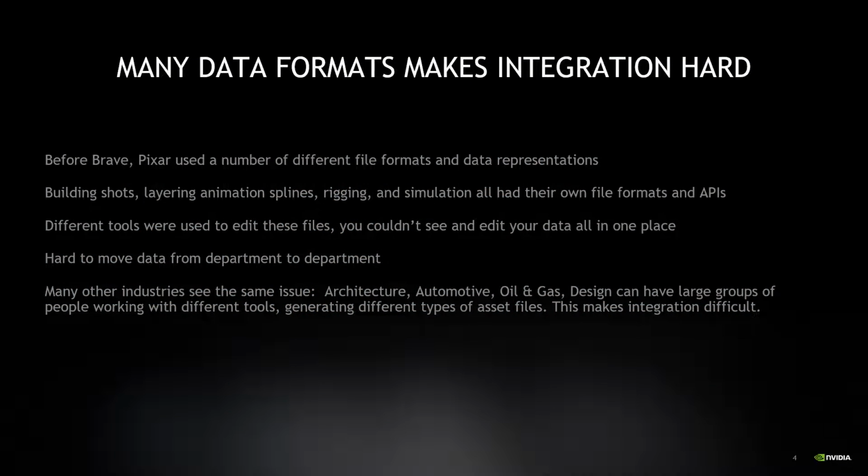So back in the day, before Brave in 2012, there were a bunch of different file formats and different representations within Pixar. The folks who were putting shots together had a thing called Hooks. People layering together animation splines had another thing with a different API to edit it. The rigging system had a very different set of data files and data structures. And simulation was all stored in different places and edited in different tools. There wasn't a single tool that brought all these things together.